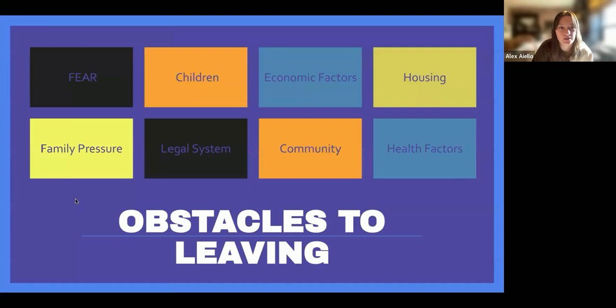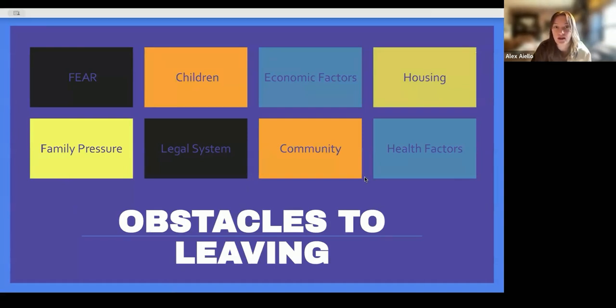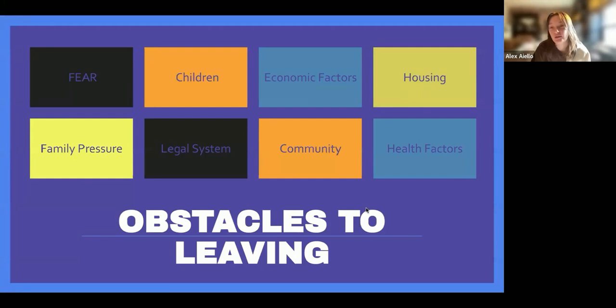Then we want to talk about the obstacles to leaving. A lot of people, when they talk about intimate partner violence, say, well, why don't you just leave? So that's why it's really important to recognize the obstacles to leaving, and it's not as simple as just leaving. First, a big obstacle is fear. In intimate partner violence situations, the risk of homicide increases dramatically when a survivor tries to leave. So it can be a really dangerous time. So fear. Children, being separated from children, getting children taken away are all obstacles that could lead someone to stay.